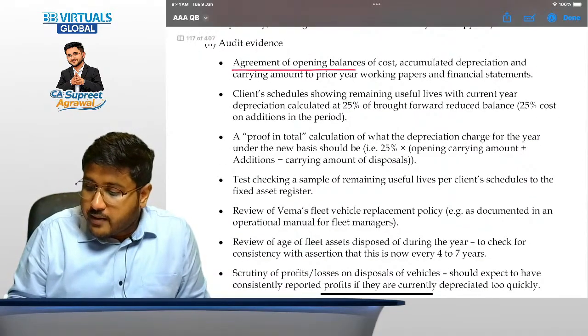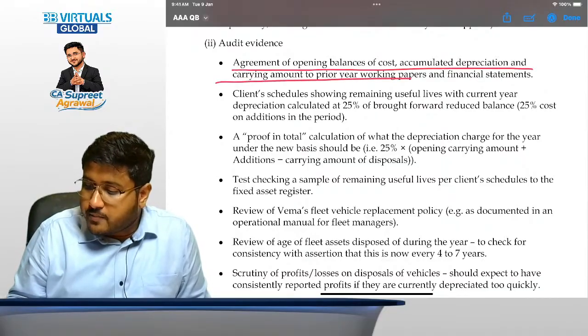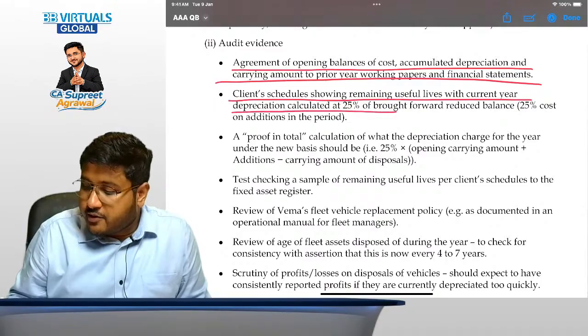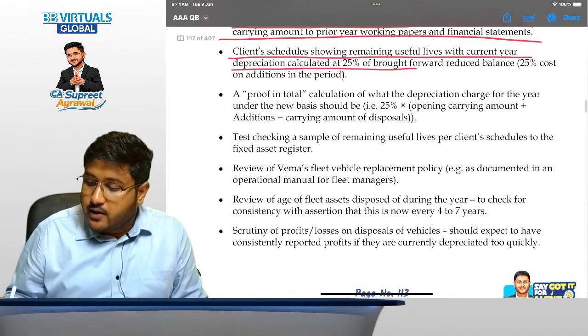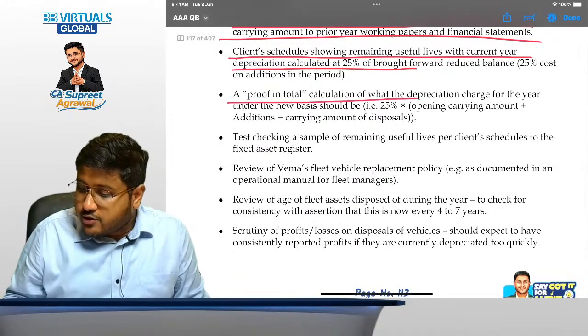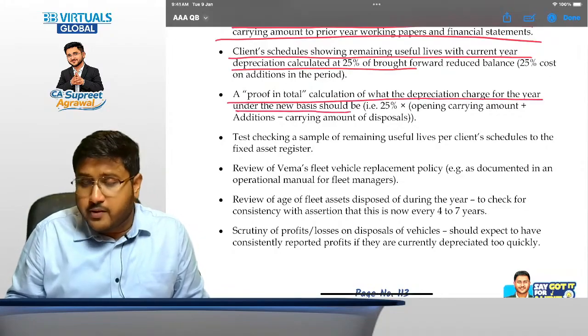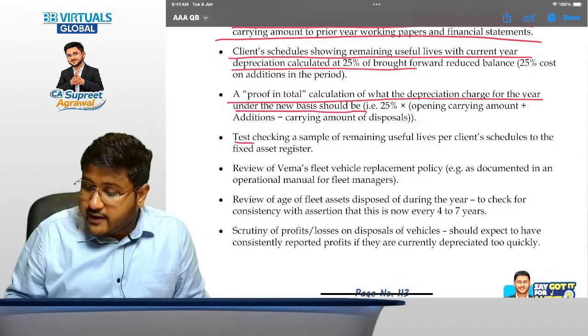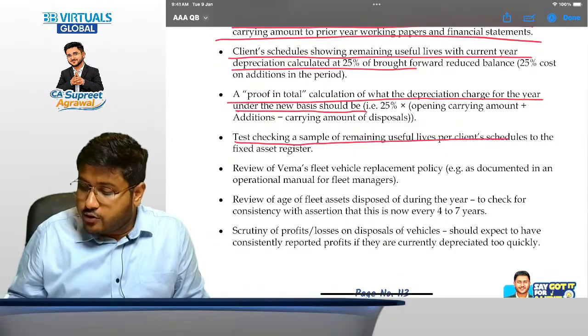Agreement of opening balances of cost and accumulated depreciation to the prior year working papers. The client's schedule showing remaining useful life, with current year depreciation calculated at 25%, should be checked again. Now a proof of total calculation of what the depreciation charge for the year under the new basis should be, that is recalculated. Test checking of a sample of remaining useful life.